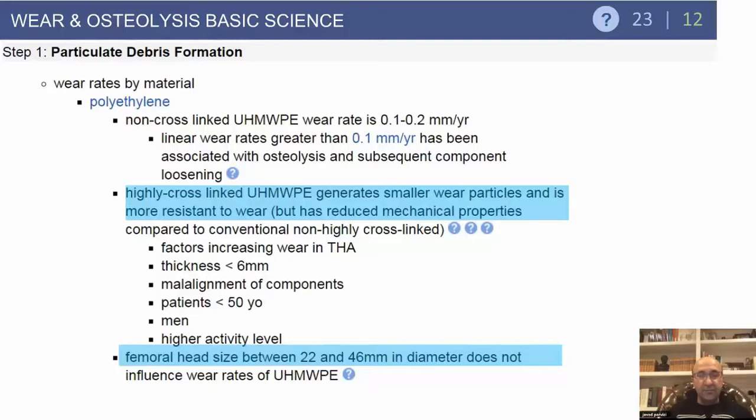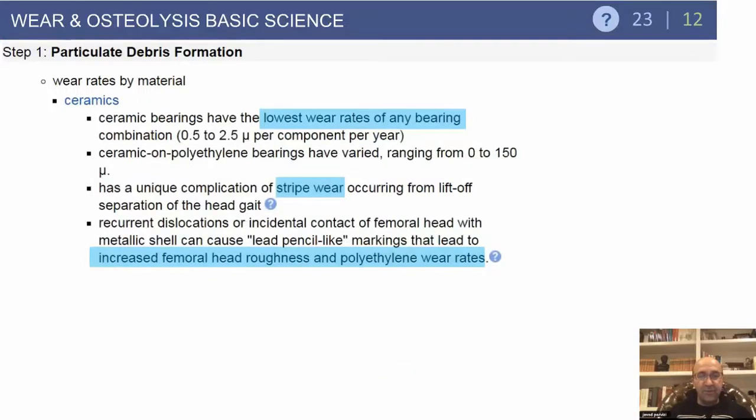And as you know, there are different types of polyethylene from different manufacturers, but overall, the wear rate is approximately a millimeter per 10 years. Factors that influence it, of course, are activity of the patient, alignment of the components, and the initial thickness of the polyethylene itself. Femoral head sizes between 22 and 46 millimeter don't seem to influence the wear rate of highly crosslinked polyethylene. Ceramics and other types of bearing surface have the lowest wear rate amongst everything else, and the wear rate is almost negligible.